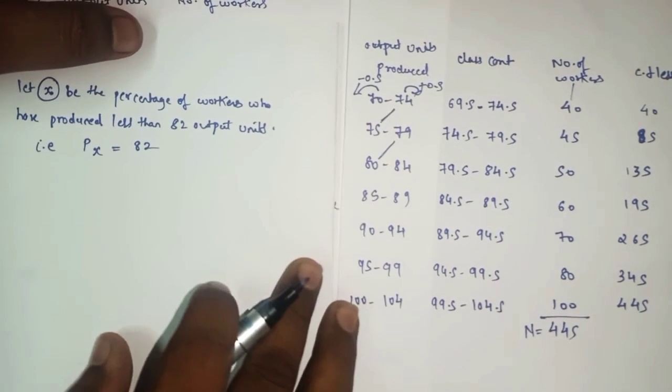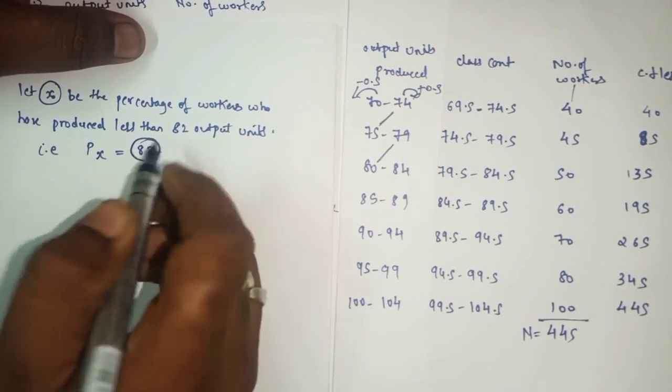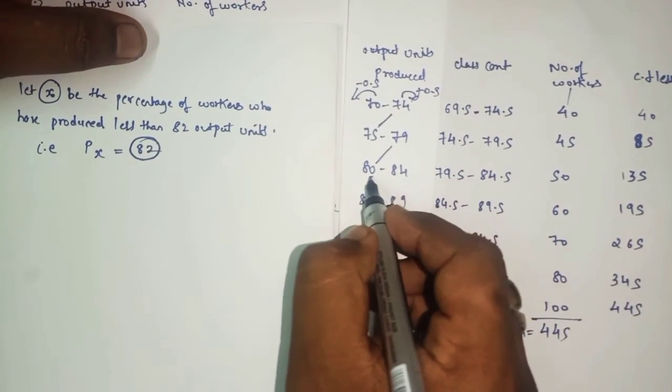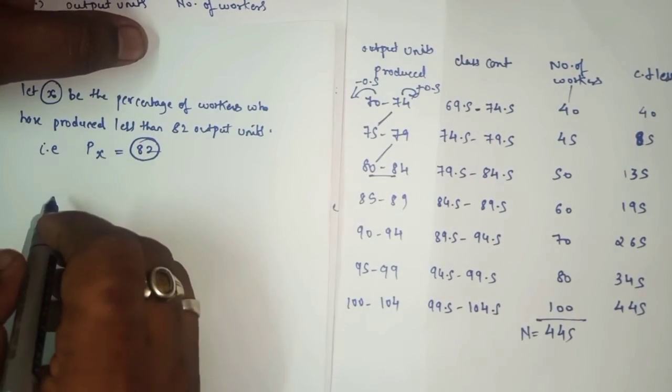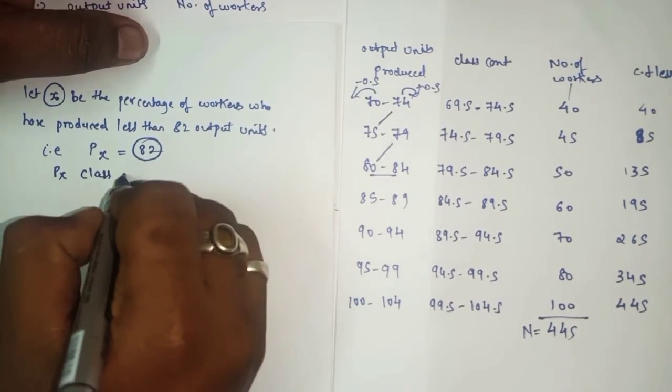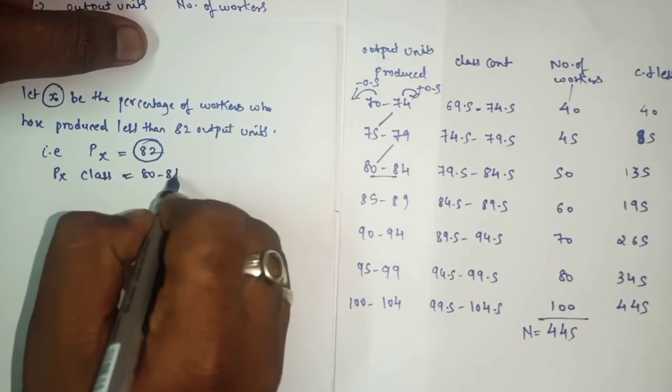As per the rule, this 82 lies between which class? It lies in this class, yes or no? So your Px class is 80 to 84, yes or no?